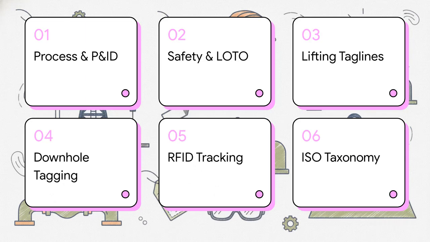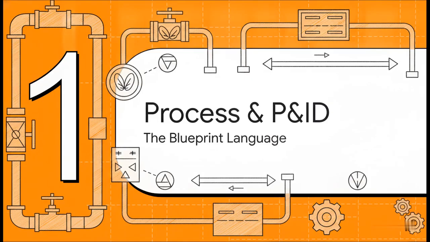To really make sense of all this, we're going to take a step-by-step disambiguation journey through the facility. We'll kick things off with process engineering and P&ID, then look at safety and lockout-tagout, check out taglines for lifting operations, dive into mechanical tagging downhole, explore RFID and digital tracking, and finally wrap up with ISO taxonomy and data. All right, let's jump right into part one, process engineering and P&ID, the blueprint language.